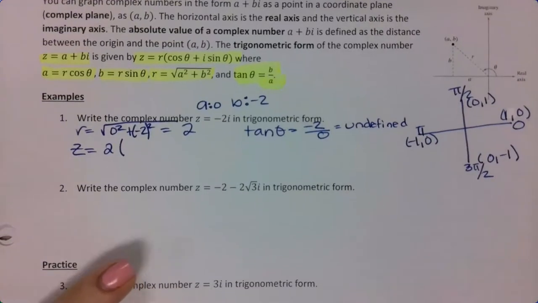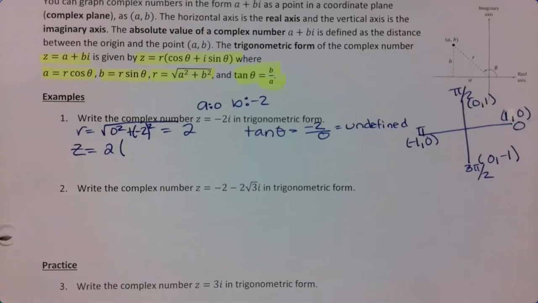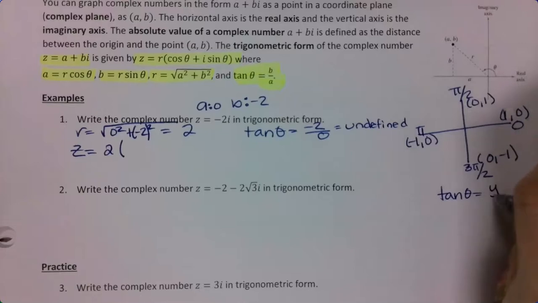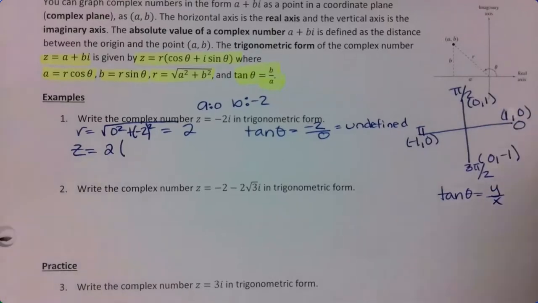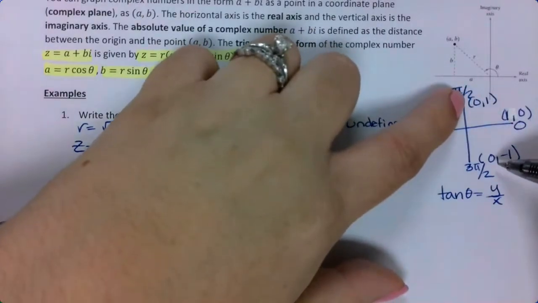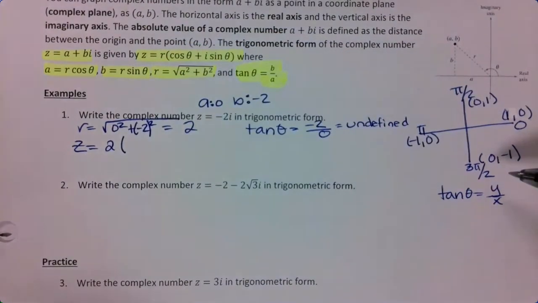Okay, so remember this chart? Remember, tangent is always my y value over my x value. Where on this graph will I get undefined? Pi halves and 3 pi halves, right? Those are my only two options because they both have y at 0. I need to decide which one is the right one.